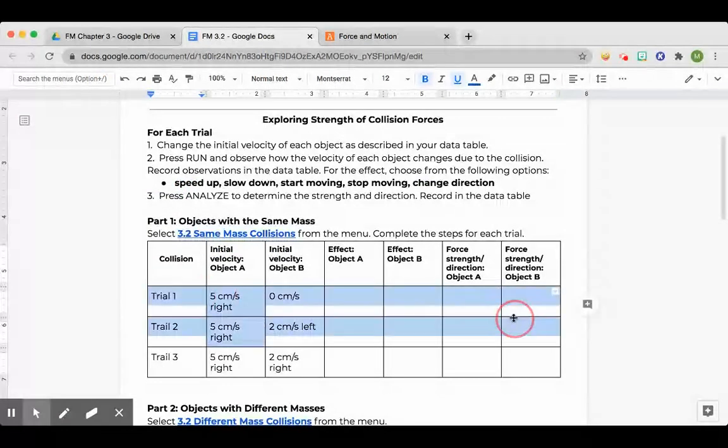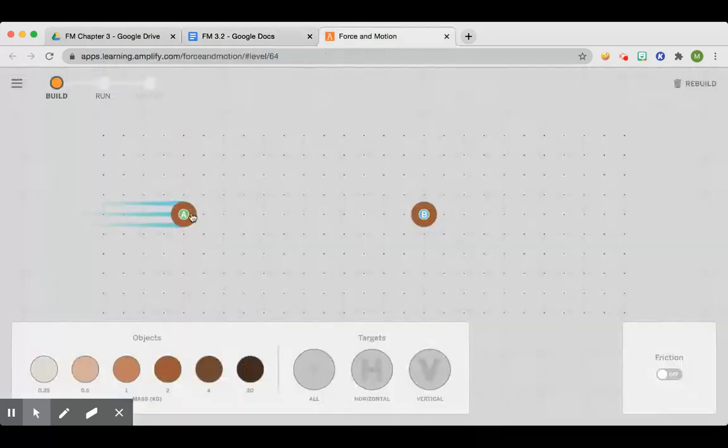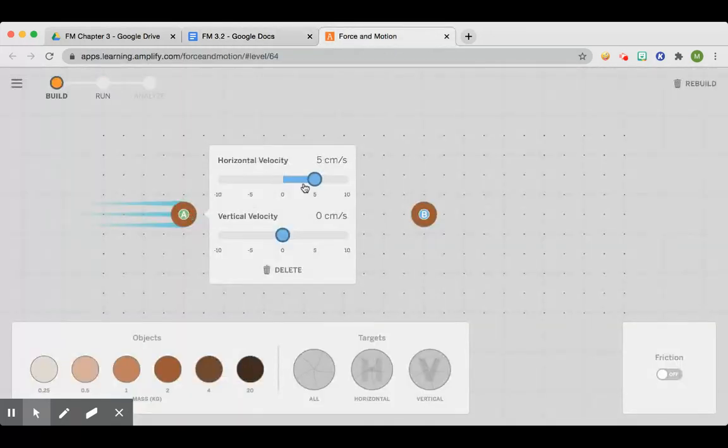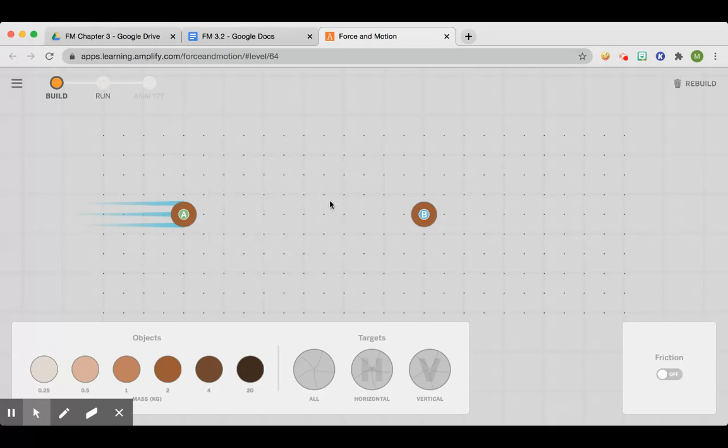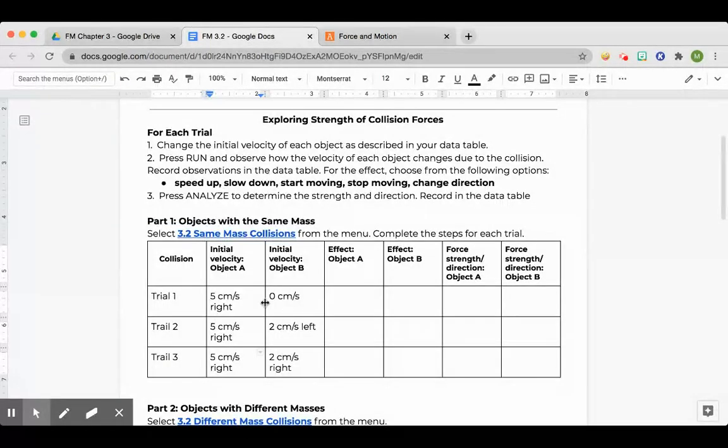You'll follow the table just like we've done for a lot of simulation things. So just know initial velocity of A is always going to be 5 centimeters per second to the right. And when you see here, it is already going 5 centimeters per second to the right. So you don't have to do anything to A. You're only going to be changing B. So B in the first one is 0, so you don't do anything to it. Second one is 2 centimeters per second to the left, and then 2 centimeters per second to the right.